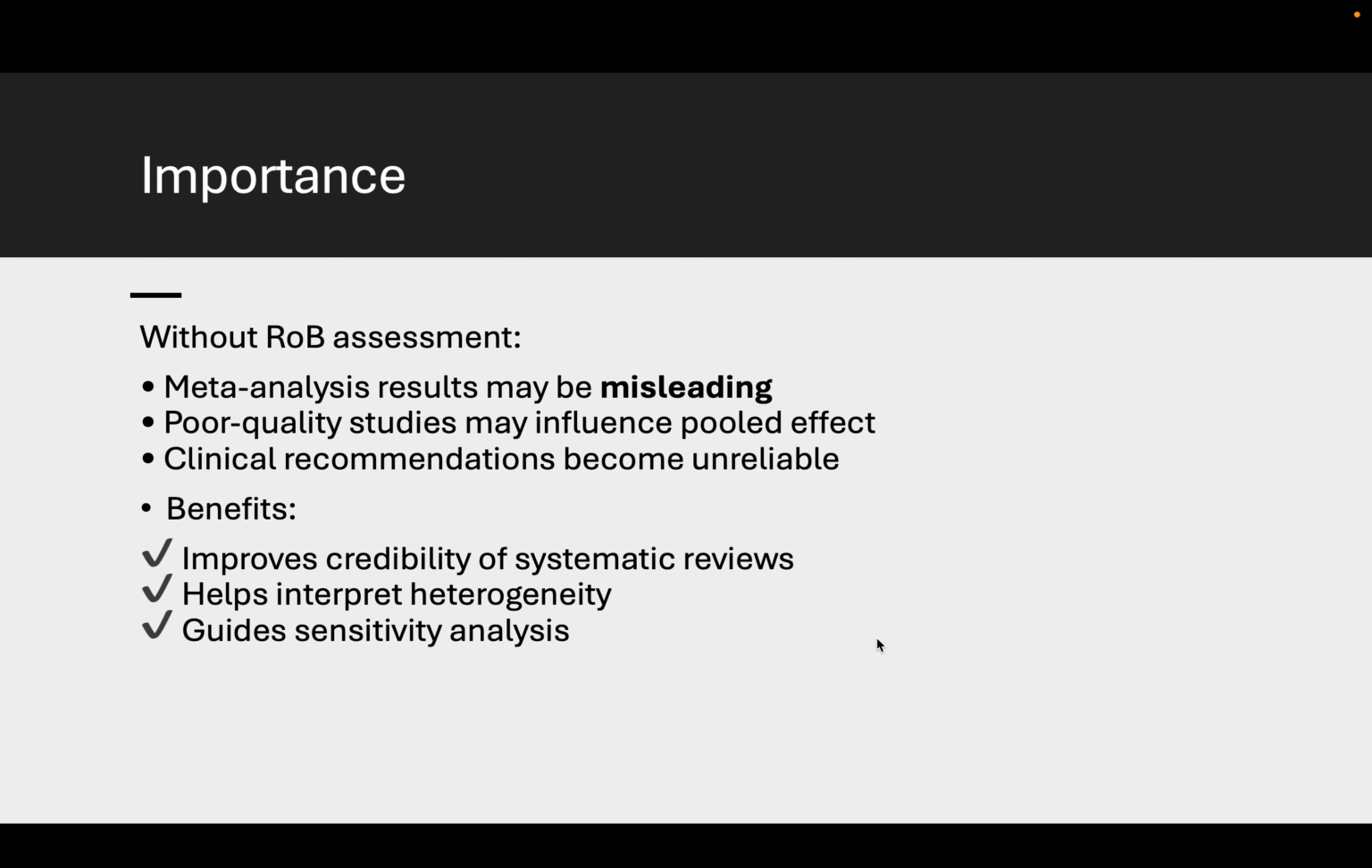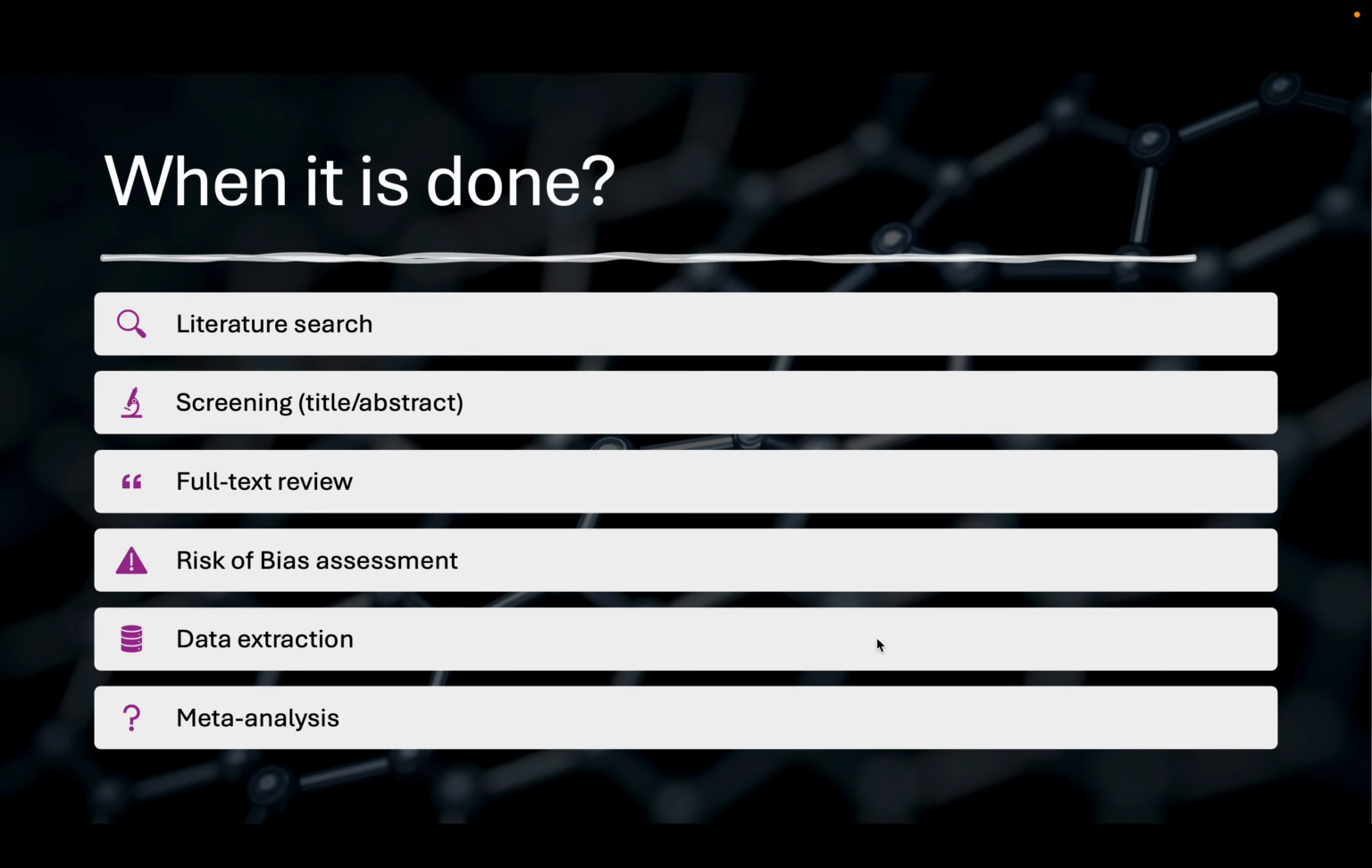So without a risk of bias assessment, the systematic review or meta-analysis may be misleading. Poor quality studies may be included, which may influence the pooled effect. The clinical recommendation may be unreliable. So the benefit of RoB assessment is that it improves the credibility of the systematic review. It helps interpret if there is any heterogeneity in the studies or not, and it guides if we can do subgroup analysis or sensitivity analysis or not.